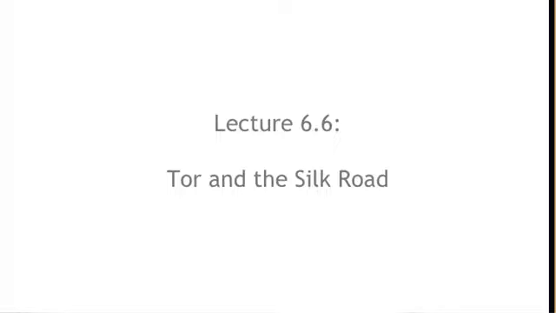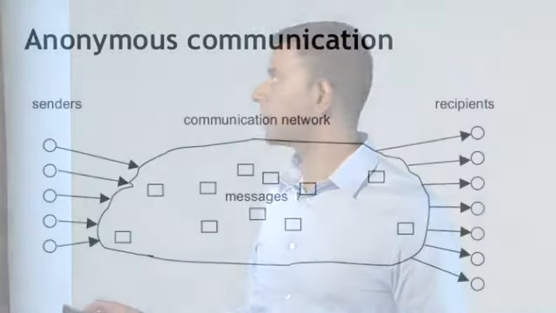So we've talked a lot about Bitcoin's anonymity in this lecture, but Bitcoin's anonymity becomes even more powerful when combined with other technologies, in particular anonymous communication technologies. We've talked about Tor a little bit, we've alluded to it several times, but now let's go into more detail. Let's first set up the problem of anonymous communication though.